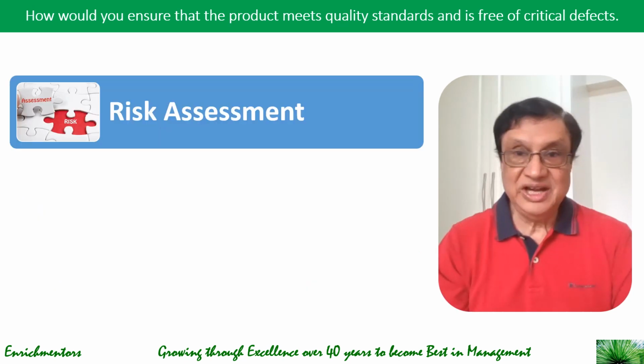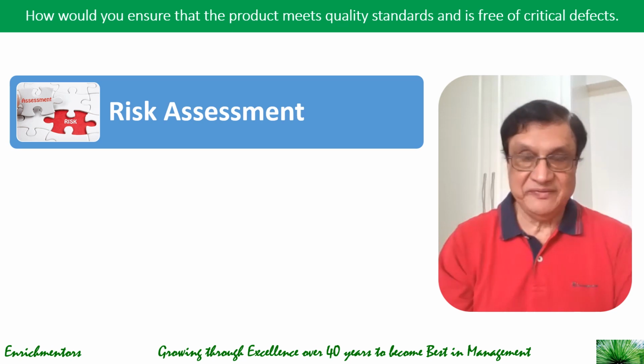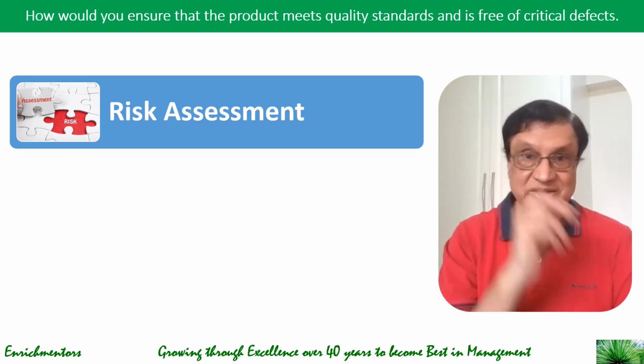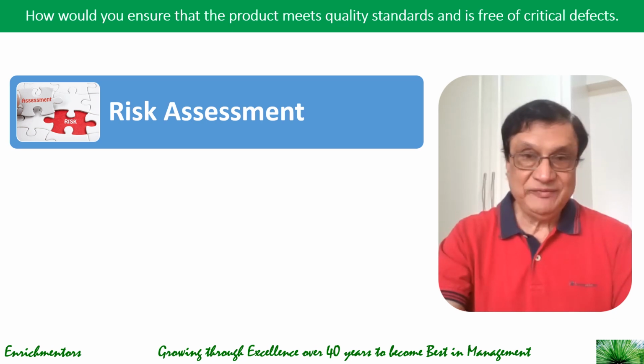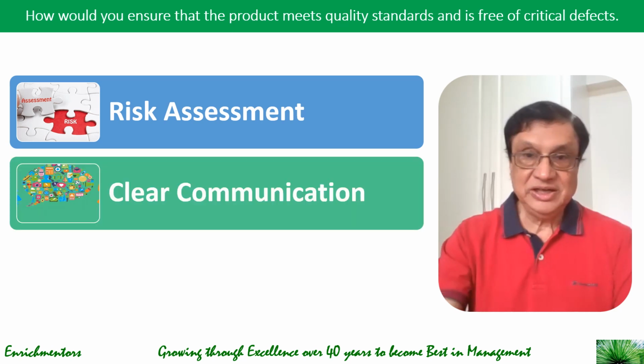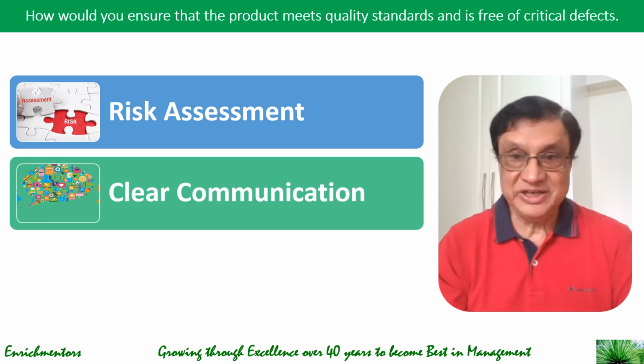Assess risks related to the quality and critical defects. So do the risk assessment. Develop mitigation plans for identified risks. So when you have your product ready, discuss what could go wrong and then develop plans to avoid those from happening. Maintain clear communication channels with quality assurance team, development teams, and stakeholders.